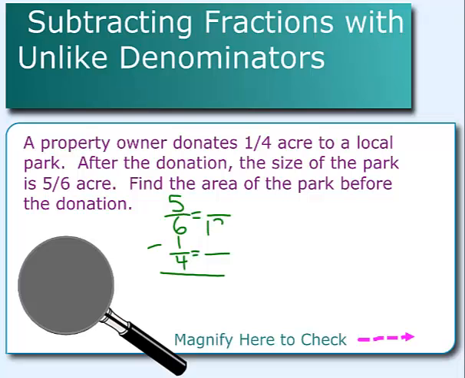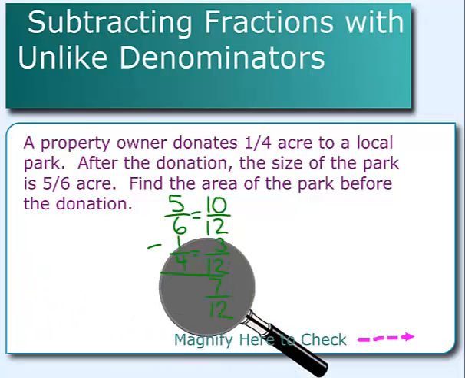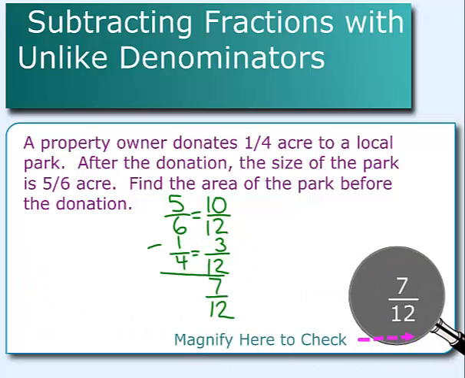denominator is 12. 6 times 2 is 12, and 5 times 2 is 10. 4 times 3 is 12, so 1 times 3 is 3. And now we can subtract. 10 minus 3 is 7/12. Let's move our magnifying glass over and see if we're correct. Excellent job.